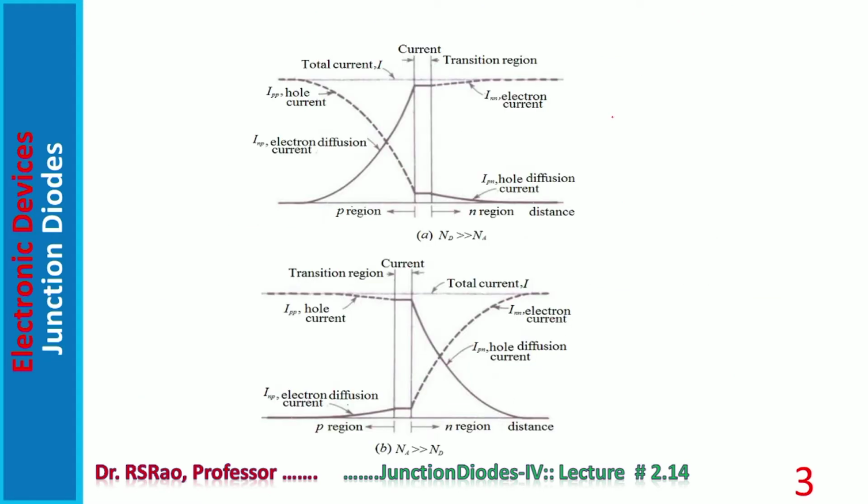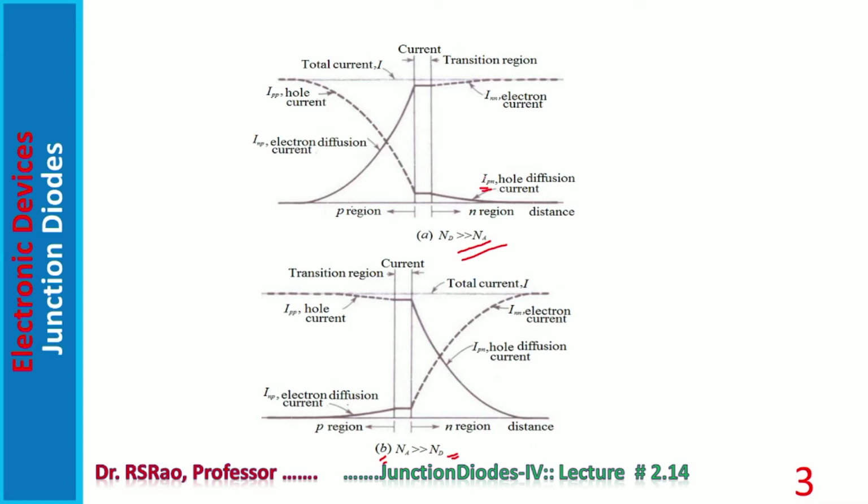In this slide are shown various points which we discussed in the previous slide. Here they are shown in the form of a picture. Two situations are considered. In situation A, in diagram A, donor impurity concentration is very, very large when compared to acceptor impurity concentration. In B, acceptor impurity concentration is very, very large when compared to donor impurity concentration. So two components are shown on both sides.